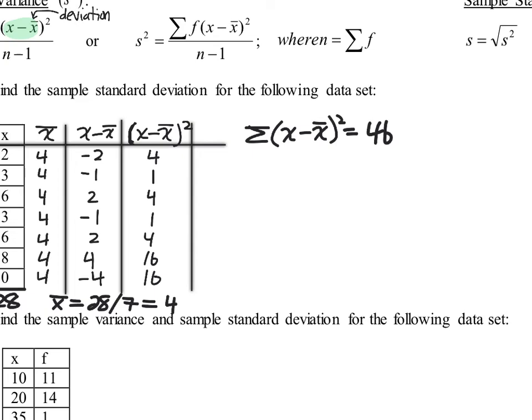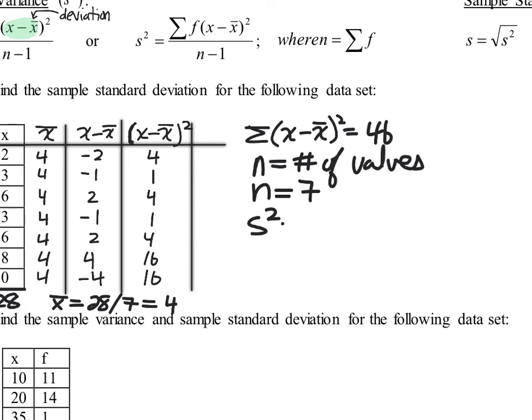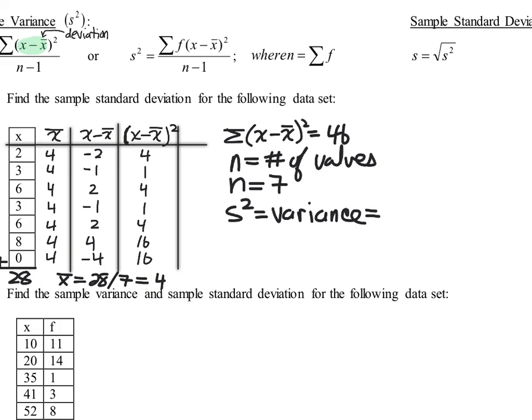All right. Then the bottom says n minus 1. N is the number of values in a data set. In this case, n is equal to 7. So my s squared, which is the variance, which is not the standard deviation, but you've got to get that before you can get the standard deviation, is 46 divided by 7.